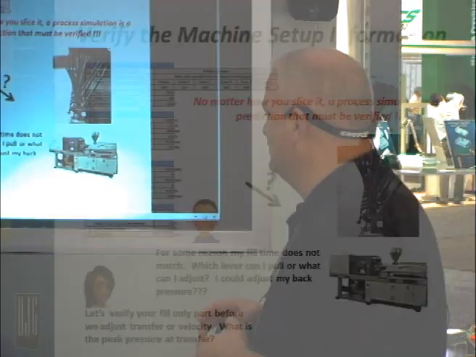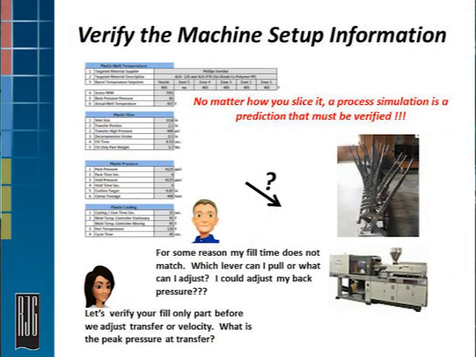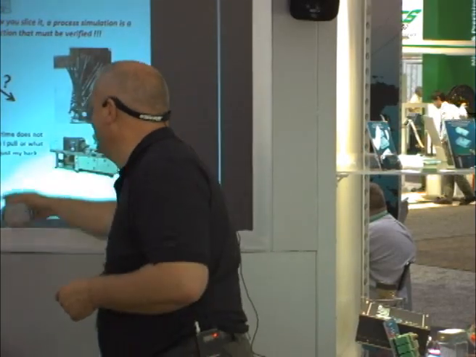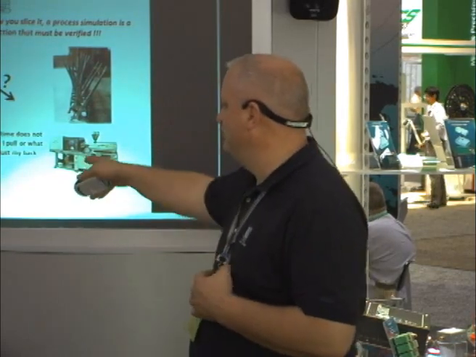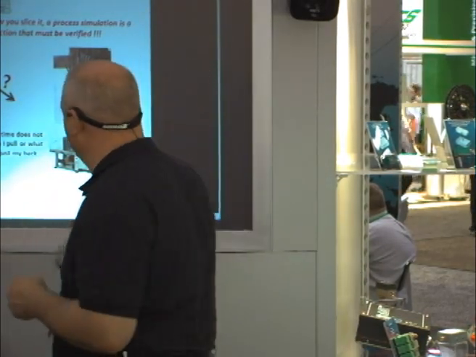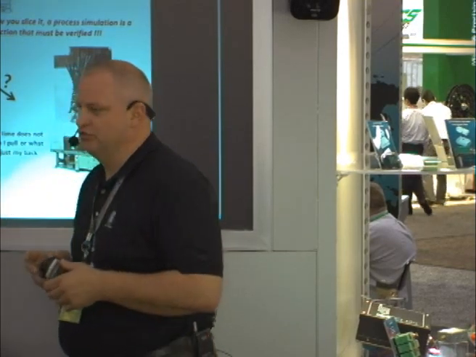Lisa, who translated the information, comes back to Elmer and says, hey, let's verify the fill-only part before we adjust the transfer and velocity. Notice she's not saying anything about temperature. She's not saying anything about back pressures like Elmer's saying. I mean, she's coming back to a very pointed, systematic approach to address this situation. And then she asks a very important question: what is the peak pressure at transfer?